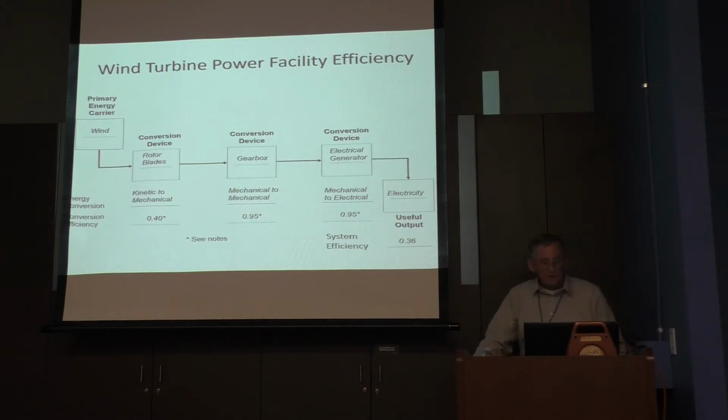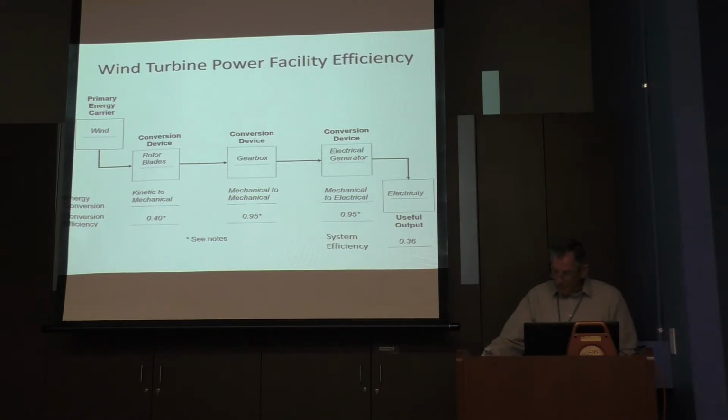Again, going back to this nice diagram, the primary energy carrier is wind. The first conversion device is the rotor blades. Second is the gearbox, and the third is the electrical generator. Now, with these, I had to go find this information.